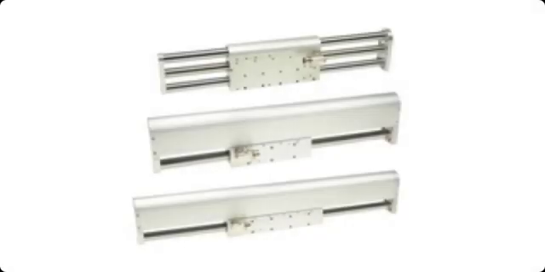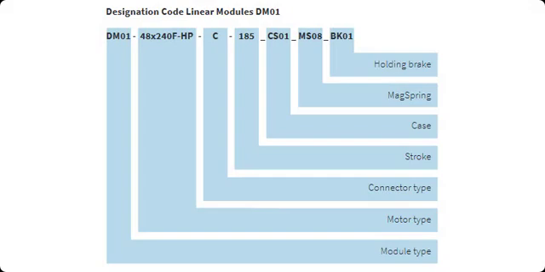The DM01 series of linear modules are a complete drive solution consisting of a linear guide with a permanent LinMot integrated stator. These modules, optionally, are equipped with a mag spring for vertical load compensation and/or a pneumatic holding brake. In the DM series datasheet, it gives a quick overview of the benefits and features that we will cover in this video.